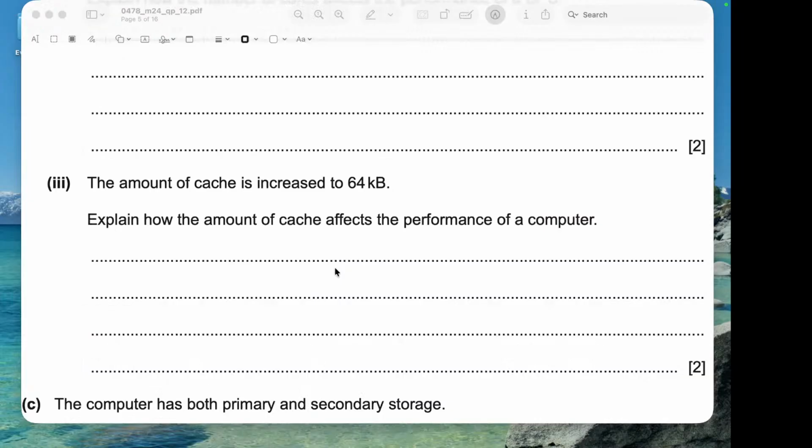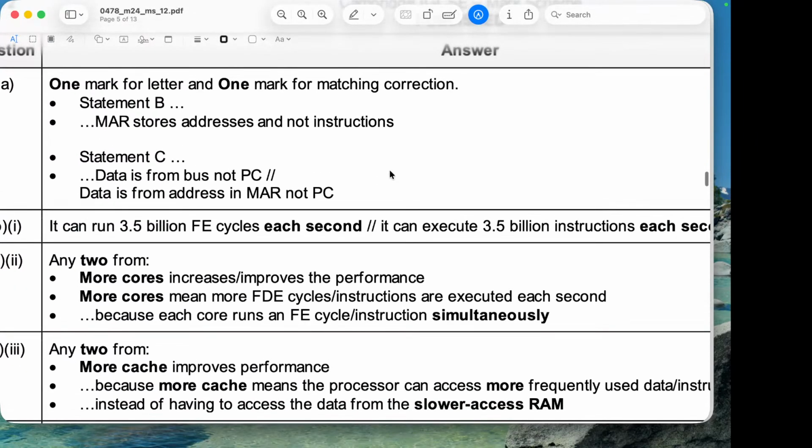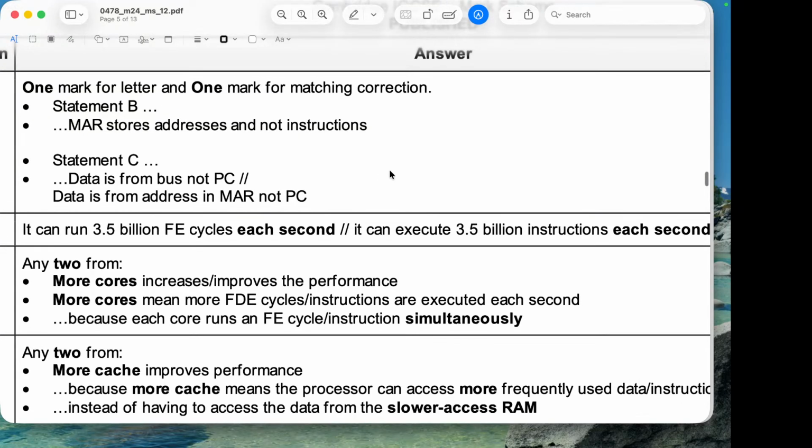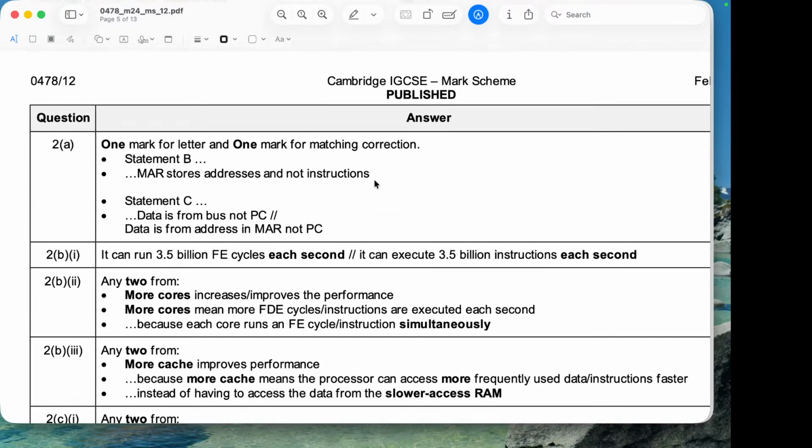So effectively, if we look at the mark scheme, it says more cache improves performance, always the way, because more cache means the processor can access more frequently used data or instructions faster instead of having to access them from the RAM or slower RAM.